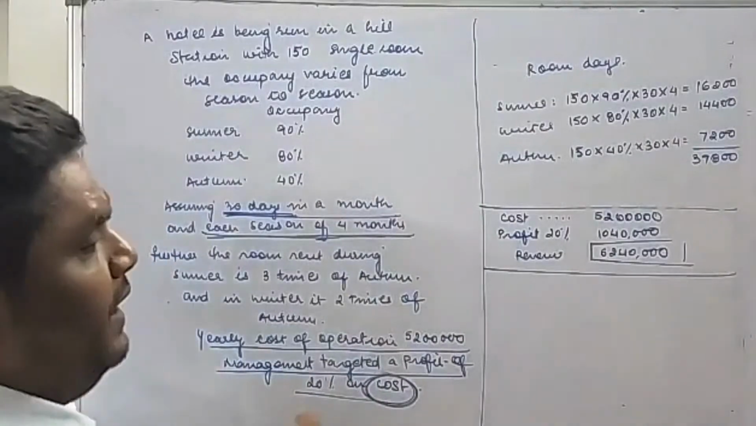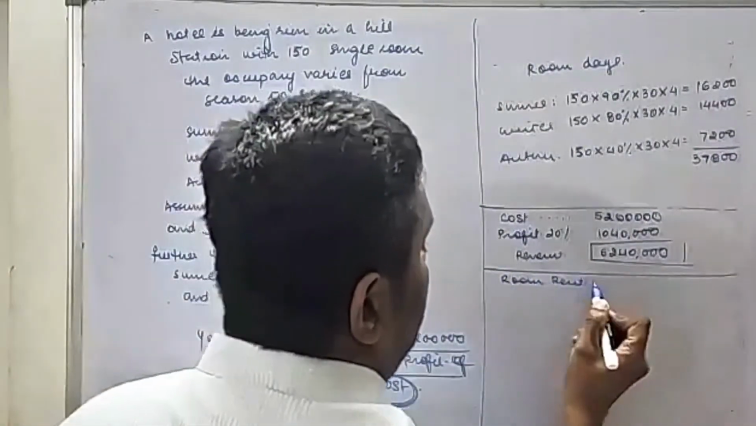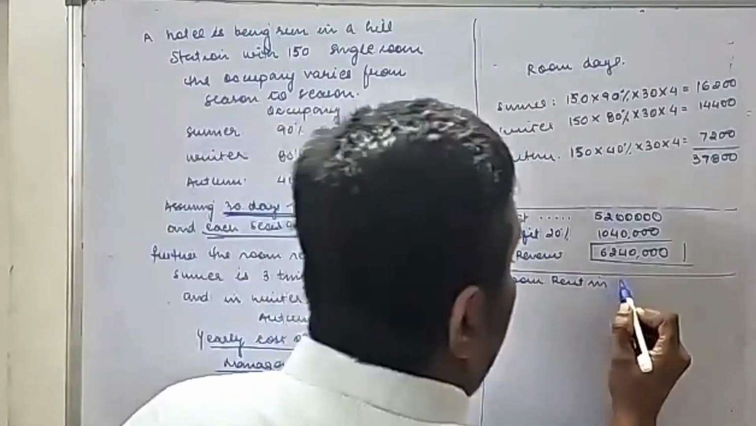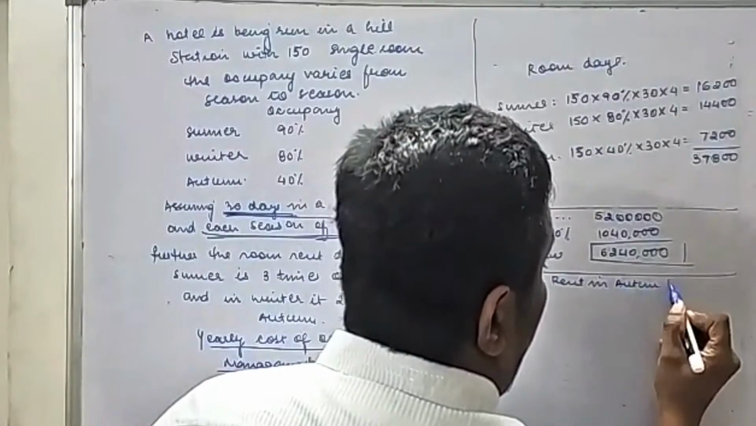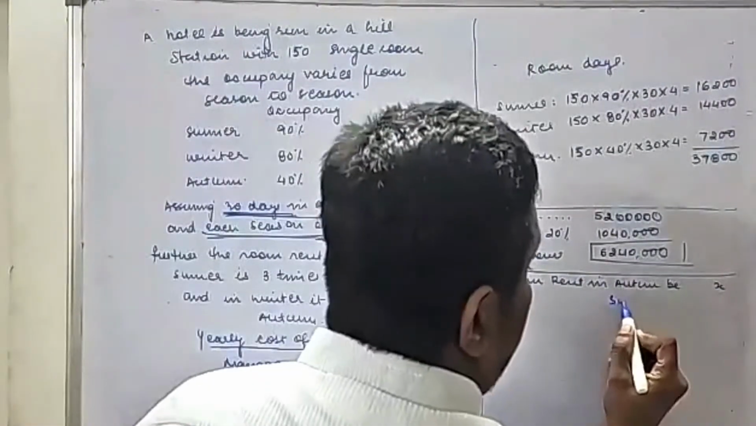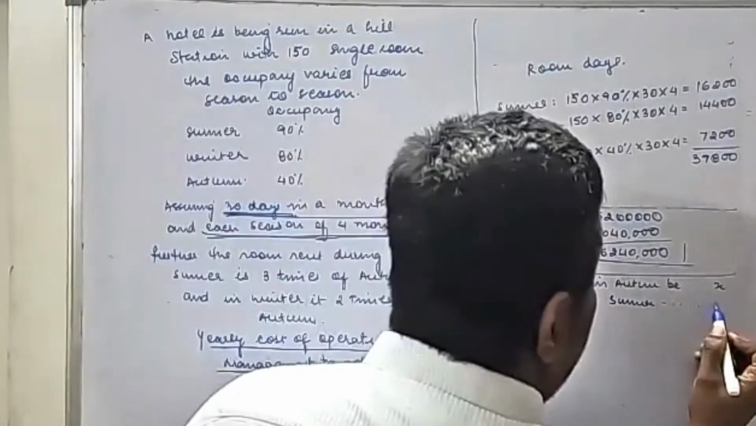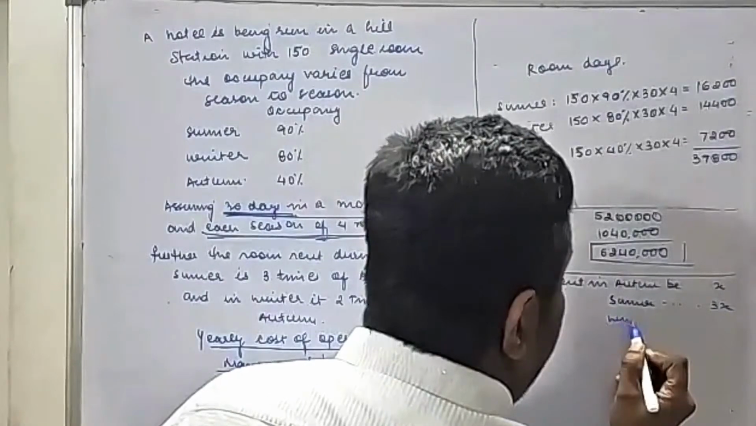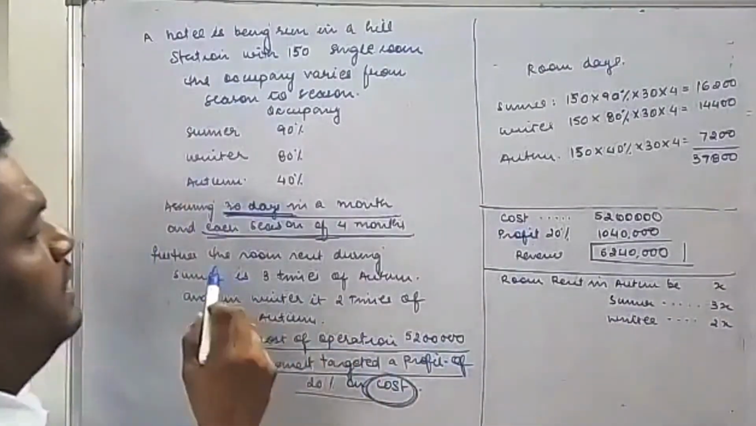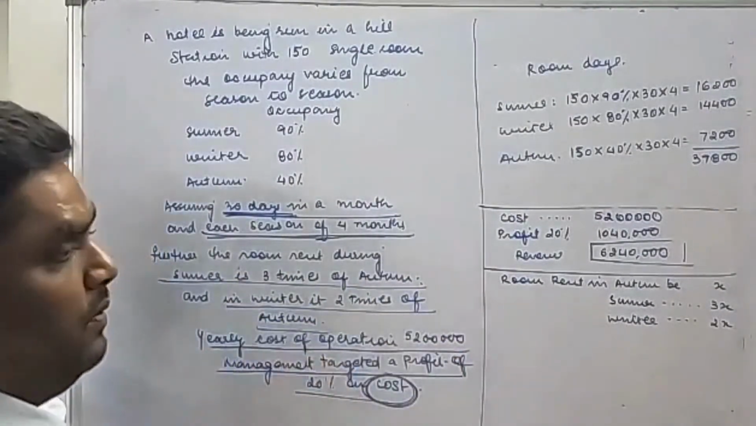When talking about room rent, let's assume room rent in autumn be X. So summer be 3X and winter be 2X. See, the room rent in summer is 3 times of autumn and in winter it is 2 times of autumn.